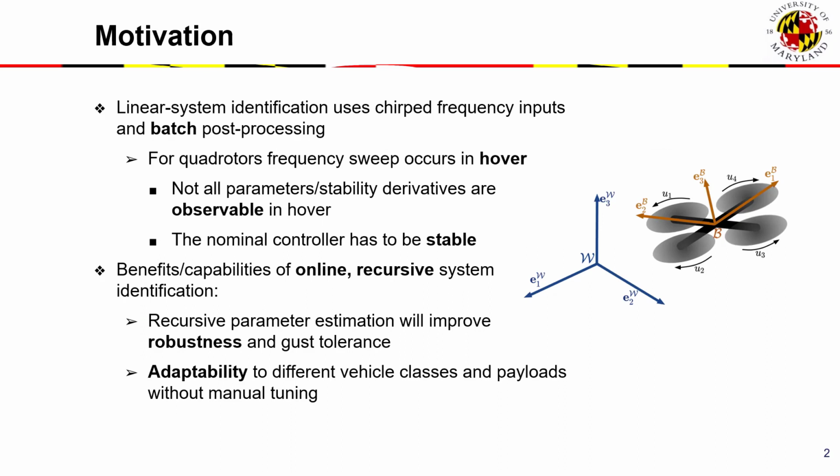The motivation for this research comes from the lack of capabilities that the traditional linear system identification method provides. For most aerial vehicles, including quadrotors, this involves flying in hover using an already stable controller and then recording response to chirp frequency inputs. Hence, we have developed an online recursive system identification framework that improves robustness and adaptability to different vehicle classes and payloads without the need for manual tuning.